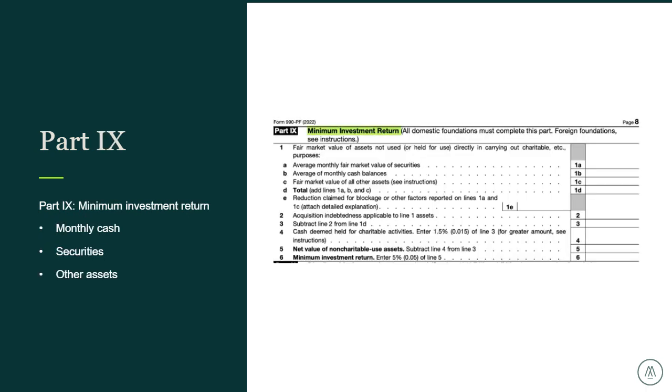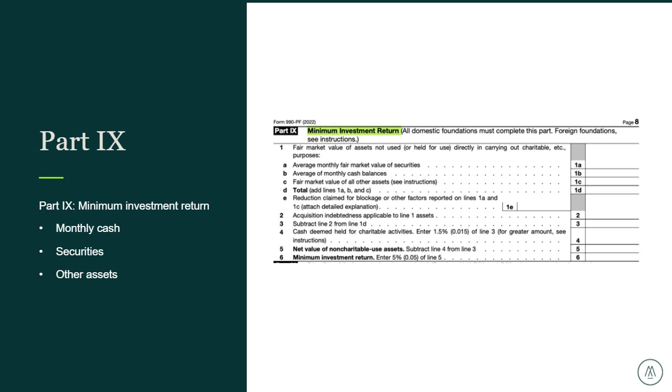So next, we're going to get into the popular 5% distributable amount that all private non-operating foundations are required to do. Part 9 is the calculation of the minimum investment return, which is essentially the base starting point for the distributable amount for the year.